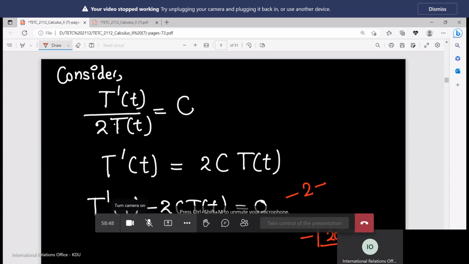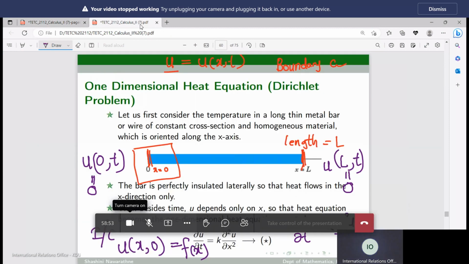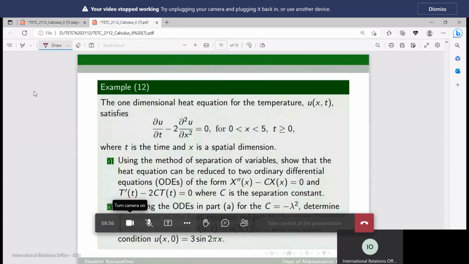Okay. So let's go back to the problem. This is the problem. By solving the ordinary differential equations in part A, c is equals to minus lambda square. As I mentioned earlier, separation constant has 3 possibilities. Negative වෙන්න පුළුවන්, 0 වෙන්න පුළුවන්, positive වෙන්න පුළුවන්. මේකෙදි clearly mention කරලා තියෙනවා අපි ගන්න ඕනේ c is equals to minus lambda square. ඒ කියන්නේ මොකද්ද? negative case එක විතරයි.